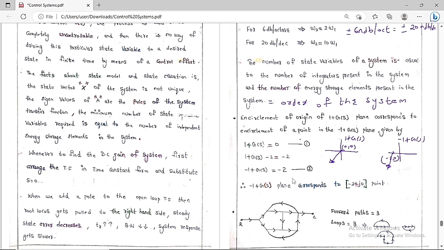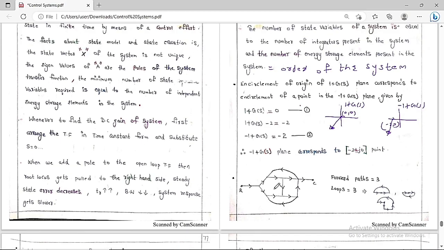So here they are given 2 planes. One plane is of 1 plus g of s and the other plane is of minus 1 plus g of s. So for the 1 plus g of s plane, we are doing the encirclement at origin. Then for minus 1 plus g of s plane, at which point we need to do the encirclement, we need to figure out. So here we are doing the encirclement at origin is equal to 0. So 1 plus g of s is equal to 0. So this is the equation 1. So for this equation, if you add minus 2 on both sides, we are going to get finally minus 1 plus g of s is equal to minus 2. So for this one, we are doing encirclement at minus 2 comma 0. So this is the point always you have to keep in your mind.